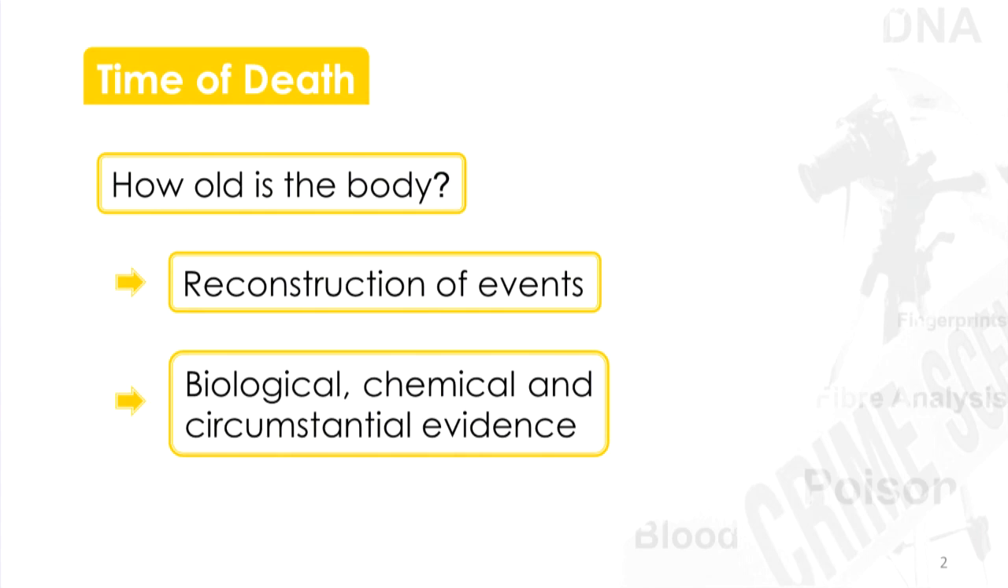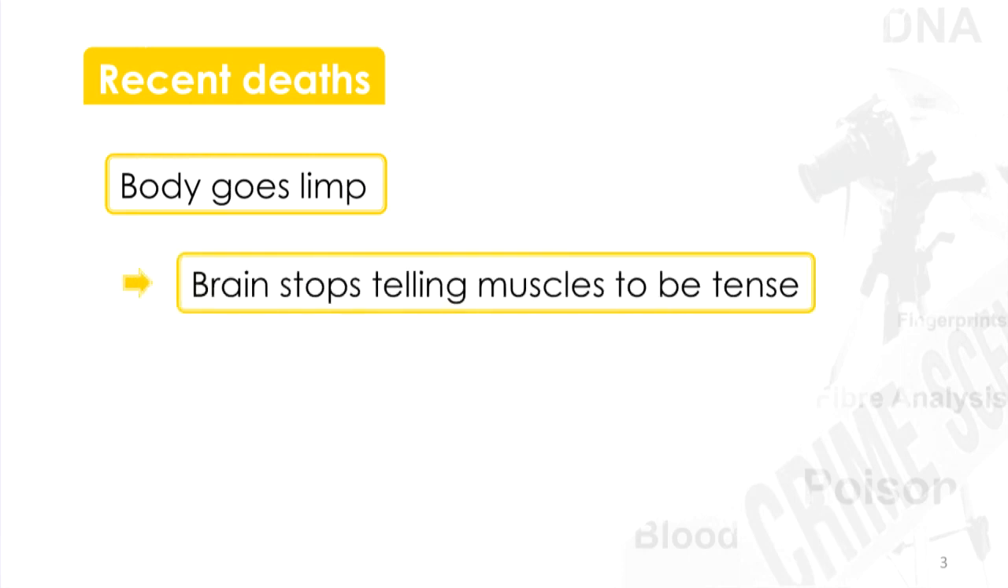Well, what we're going to do is look at some of the different techniques that can be used, starting off with bodies that have died very, very recently. So what happens at death? Well, the first thing, of course, is the body goes limp. That's because your muscles are under tension when you're alive, because your brain is telling them to do so. When your brain stops telling your muscles to be tense, they go limp.